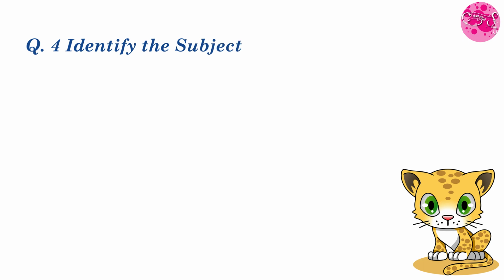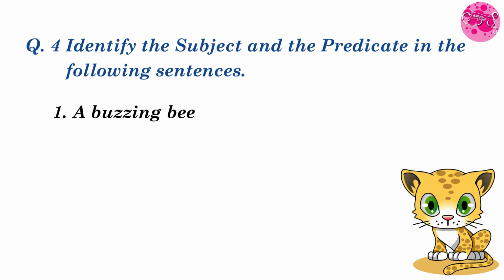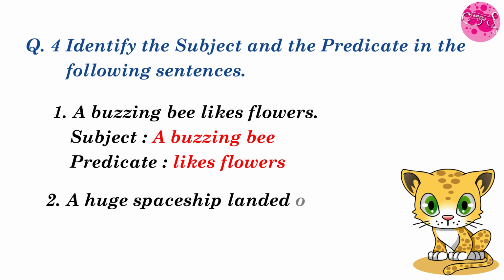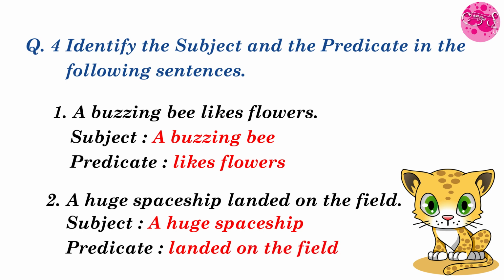Question number 4. Identify the subject and the predicate in the following sentences. First one, a buzzing bee likes flowers. Subject is a buzzing bee and predicate is likes flowers. A huge spaceship landed on the field. So your subject will be a huge spaceship and predicate will be landed on the field.